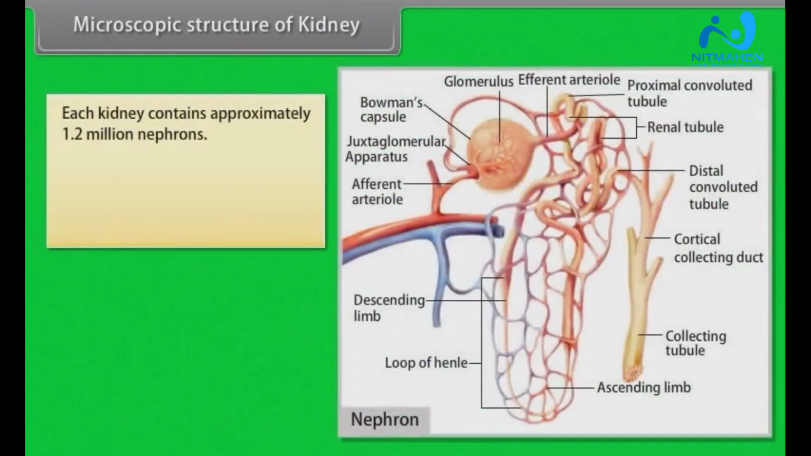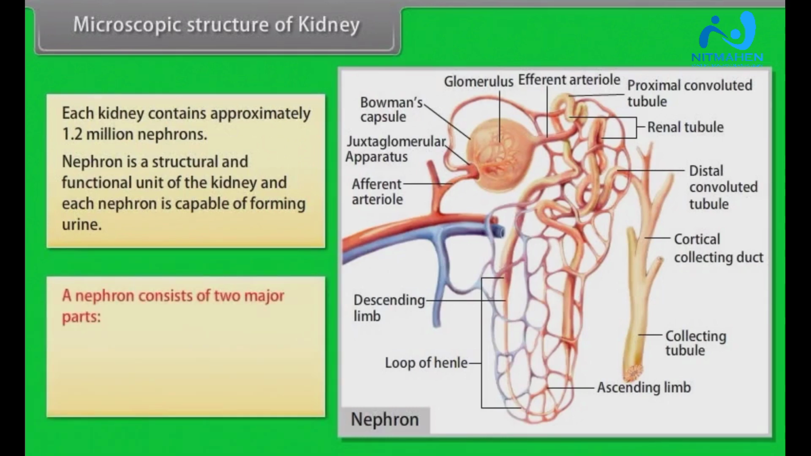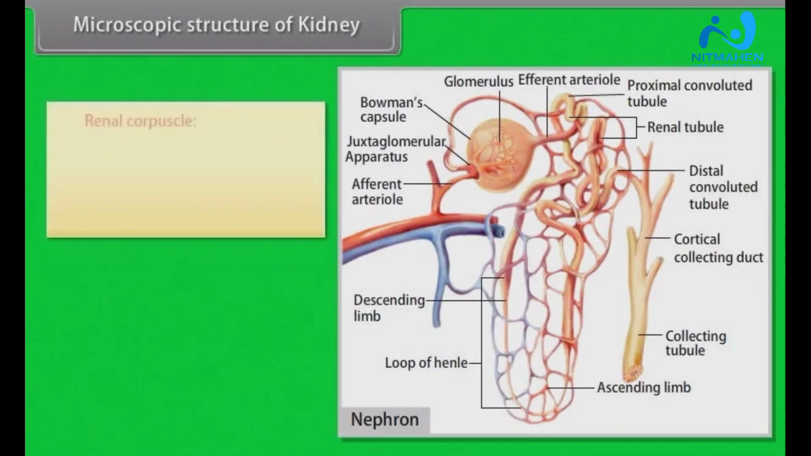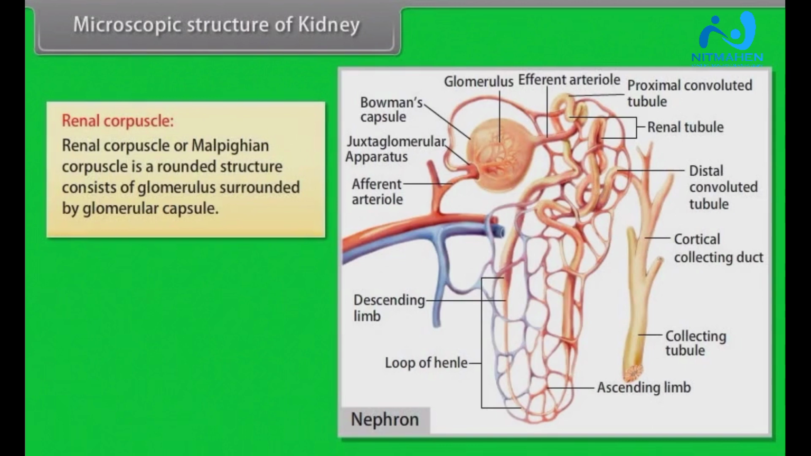Microscopic structure of the kidney. Each kidney contains approximately 1.2 million nephrons. The nephron is the structural and functional unit of the kidney, and each nephron is capable of forming urine. A nephron consists of two major parts: renal corpuscle and renal tubule. Renal corpuscle. The renal corpuscle or Malpighian corpuscle is a rounded structure that consists of glomerulus surrounded by glomerular capsule.